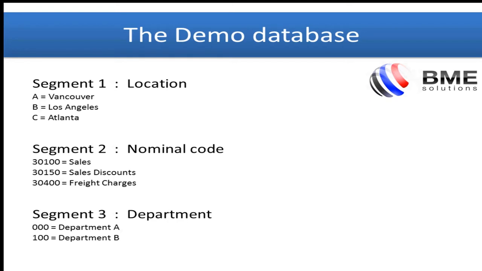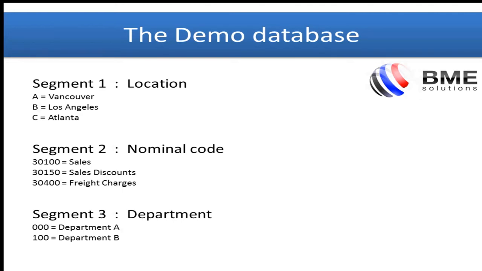Because there are different people from different companies attending today, we're going to be using a demo database. And in this demo database, we have a general ledger, and it has 3 segments. I know it's not the same as yours, but the principle will be the same. Segment 1 is the location code, so it is designated by a single alpha character, A, B, or C. Segment 2 is then your nominal code, which is signified by a 5-character number.